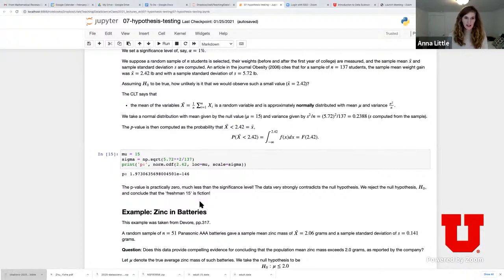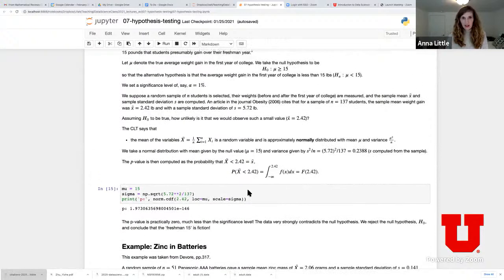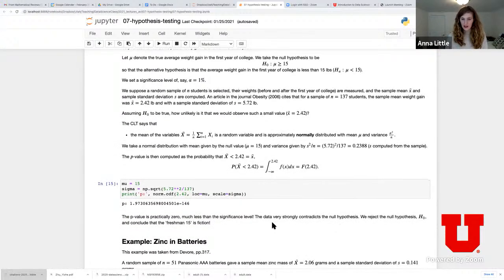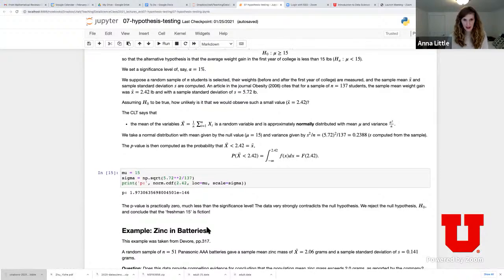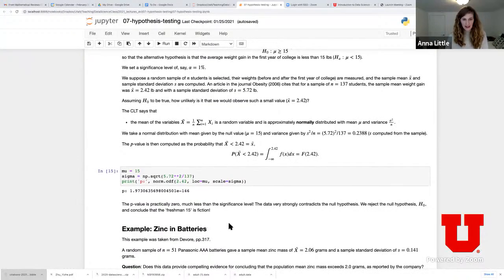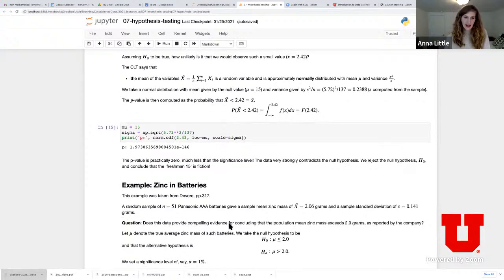So since it's practically 0, much smaller than the significance level, we would conclude very strong evidence for the alternate hypothesis. Okay, so there's very strong evidence that the true mean is less than 15. This is in strong contradiction to the null hypothesis, so we reject the null hypothesis. The freshman 15 legend is fiction. Okay, so let's do another example.